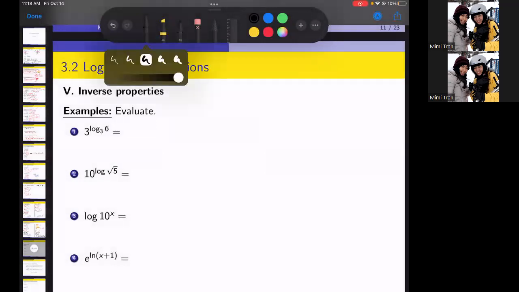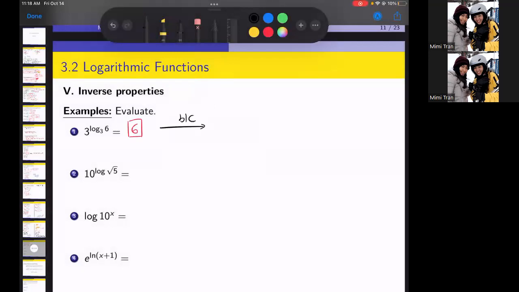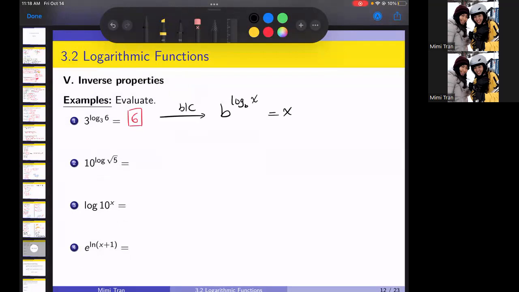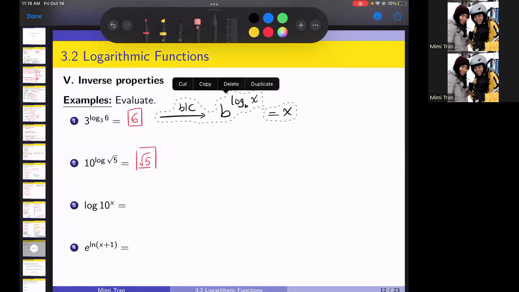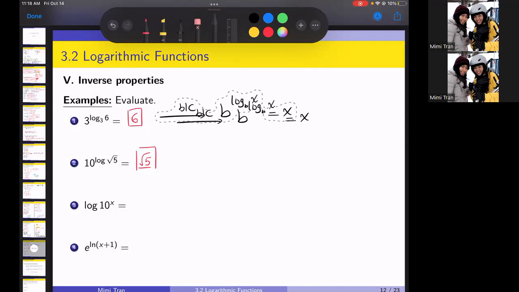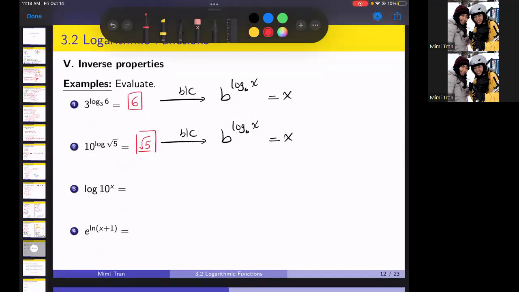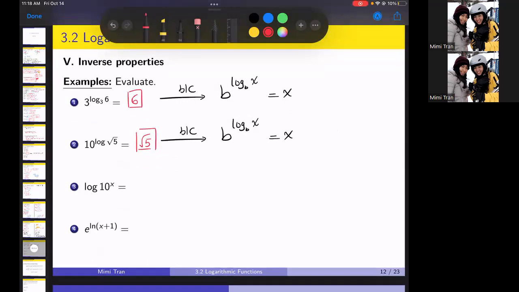All right, number one, what you got? Very good. What rule do you use? Yeah, that's right. B to the log base B of x equals x, right? It's nice to recognize which rule you use. Number two. Same rule, right? Is the base 10 here? We don't write it. Number three. Very good. What rule? Because log base b of b to the x equals x. Four.